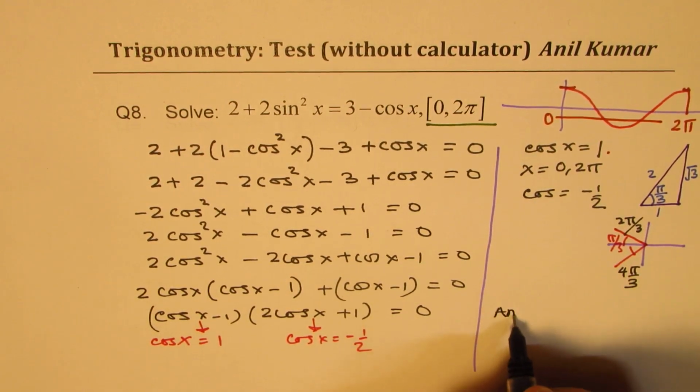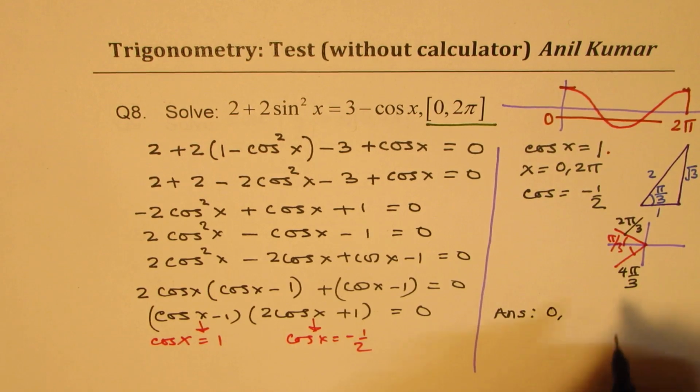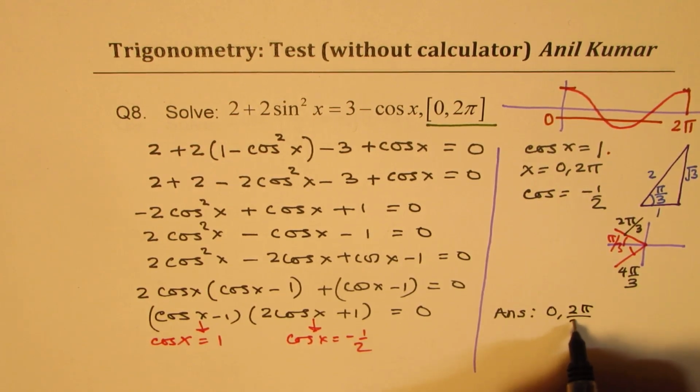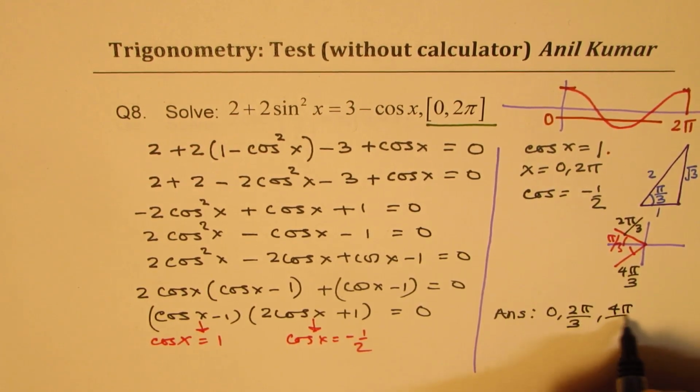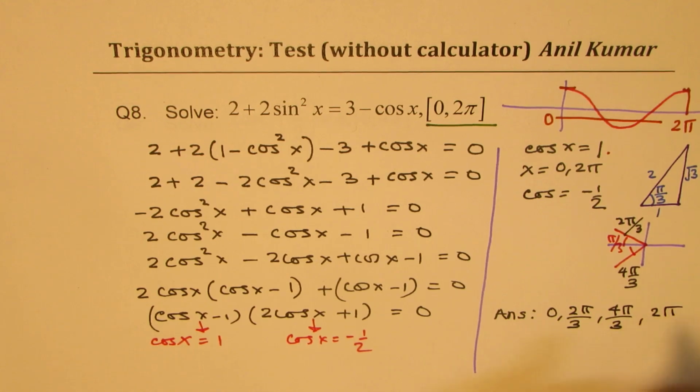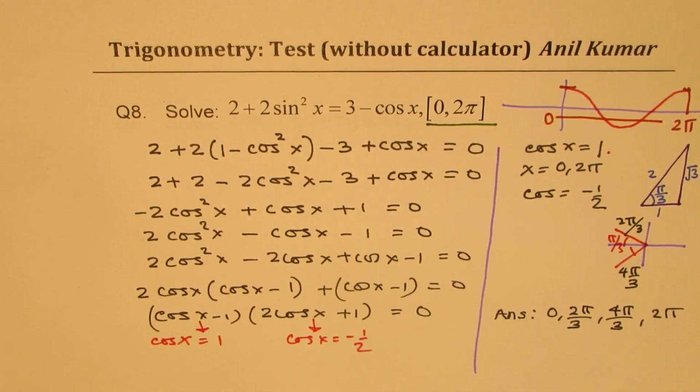So we can now write down our answers, which is 0, 2 pi by 3, 4 pi by 3 and 2 pi as our solutions, correct? So I hope this is absolutely clear.